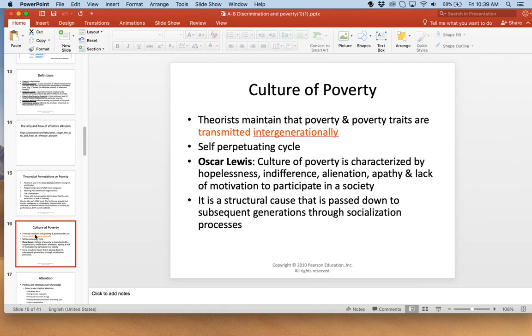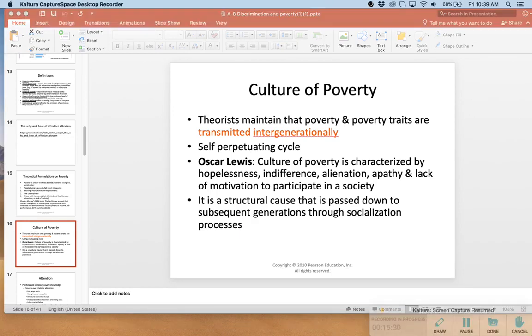The experts say that theories maintain that poverty and poverty traits are transmitted intergenerationally. That's what it means by having a culture of poverty, intergenerational poverty, meaning that if you are born from parents who are poor, chances are that you are going to be poor yourself, because you don't have those skills that are transferable, you don't have resources that you can get to maintain from your parents.